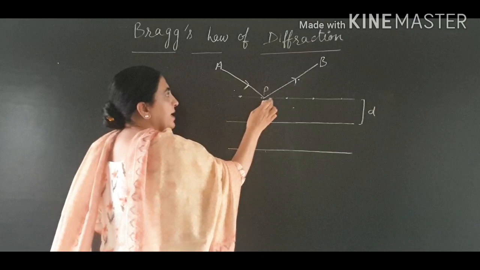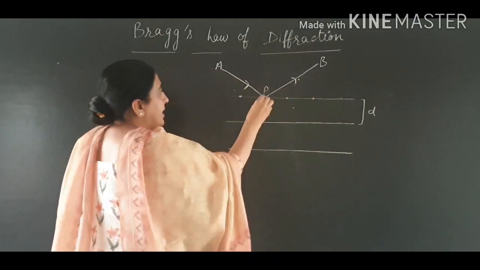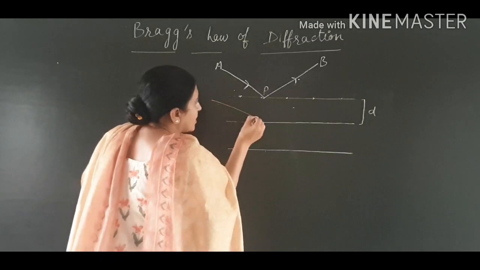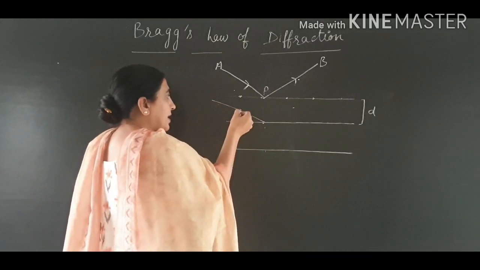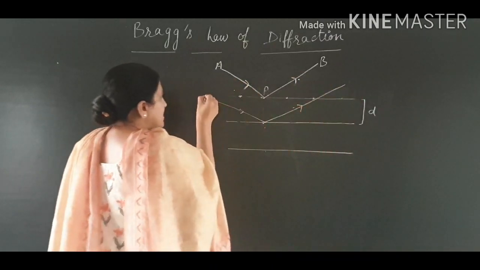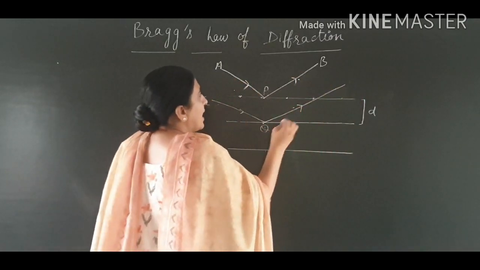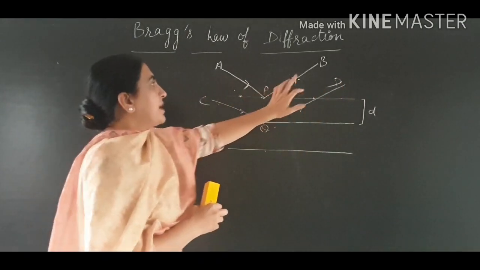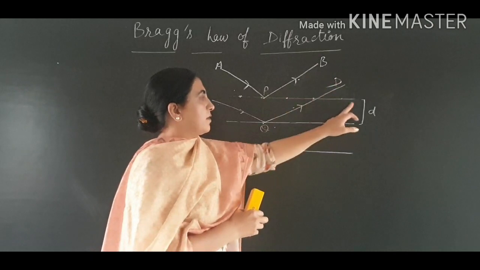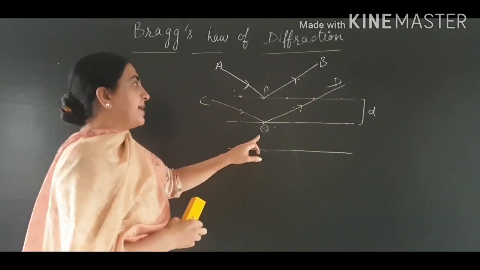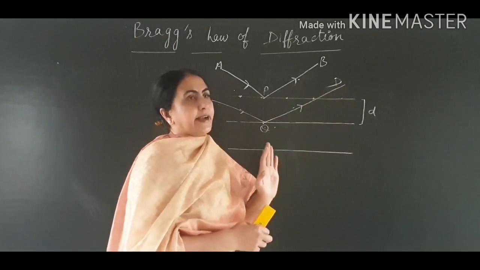This is incident and this is refracted, you can say. Another wave comes and is incident on this second plane here, and it is also diffracted parallel to this ray. Take this as C, this as Q, and this as D. So AP is incident, PB is scattered on the first plane. Then on the second plane, CQ is incident and QD is scattered.